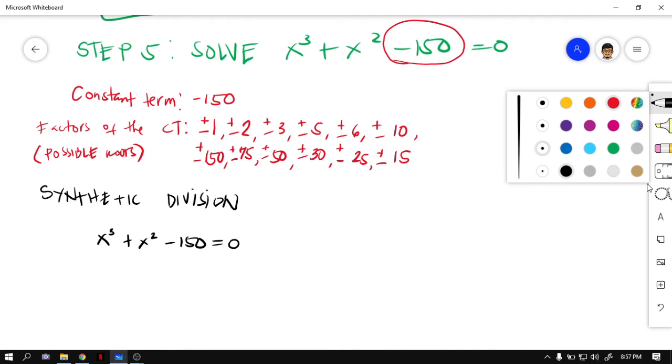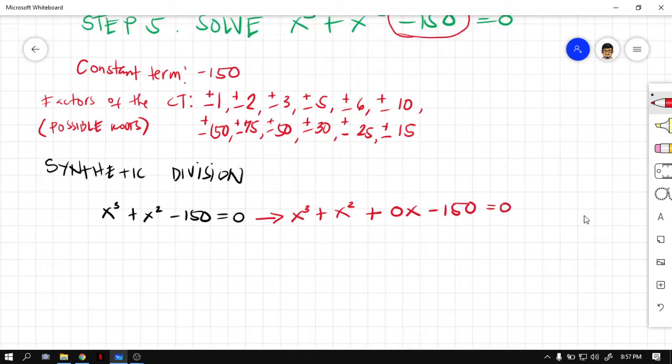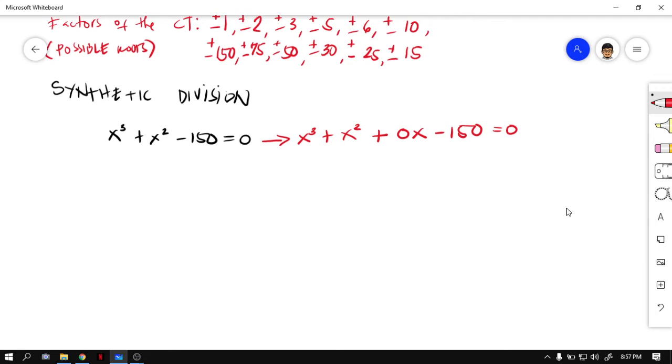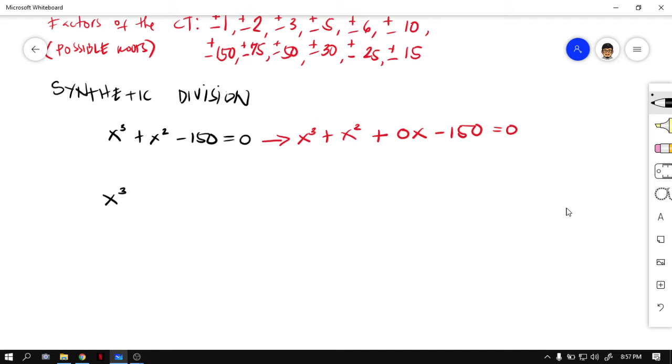So, anong gagawin mo? Kailangan mong i-represent yung missing term as equal to 0. So, we have x cubed plus x squared, tapos yung value natin na nawawalang term, plus 0x minus 150 is equal to 0. Kasi kailangan natin maging careful pag nagsisynthetic division tayo. Kapag bara-bara lang tayo nagsusolve, dire-diretso lang, may possibility mali pa lang sagot natin kasi may nawawalang term. Okay? So, from there, we will be using x cubed plus x squared plus 0x minus 150 is equal to 0.